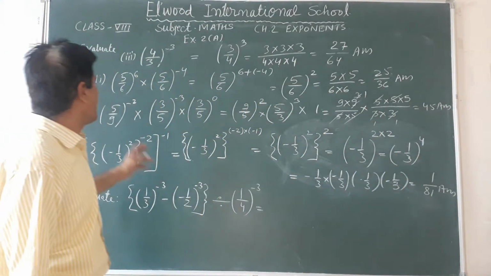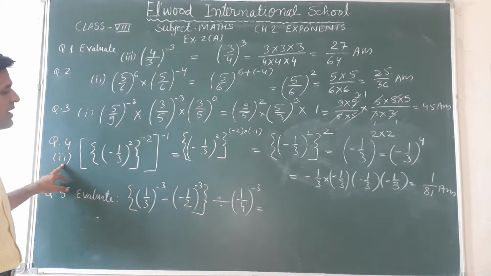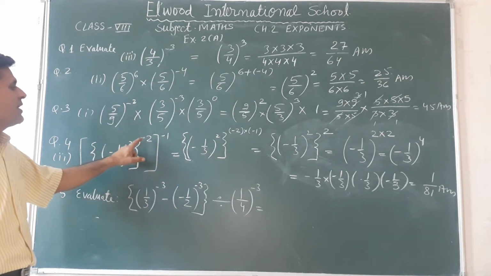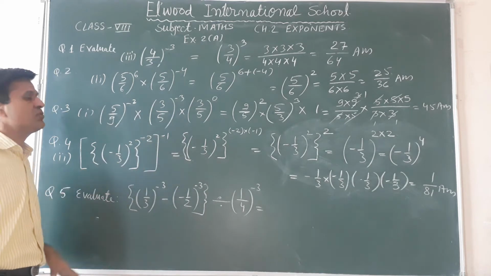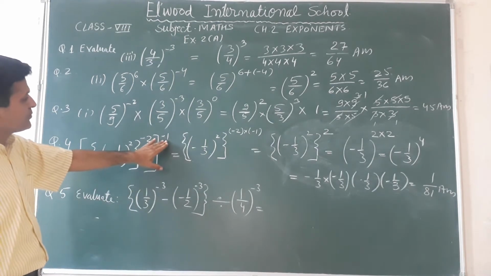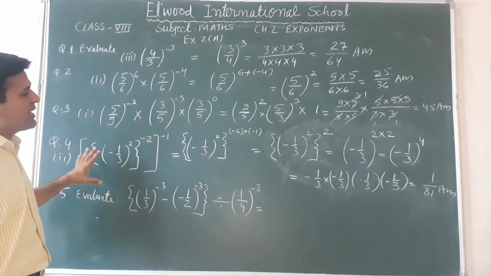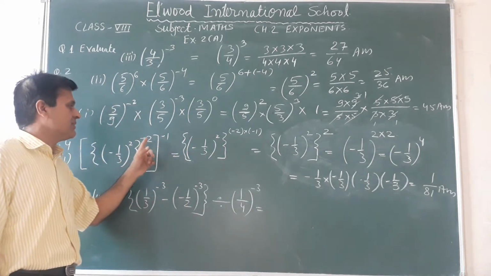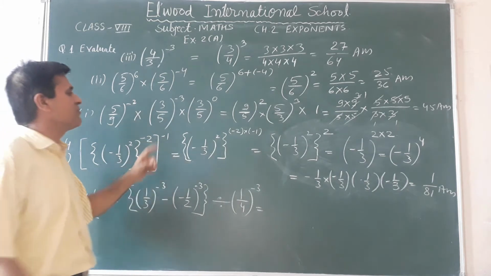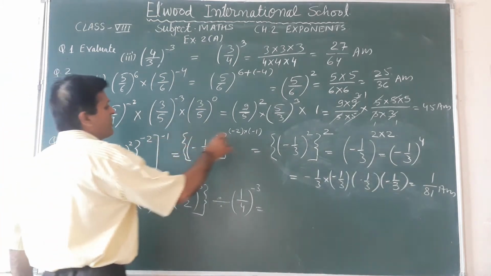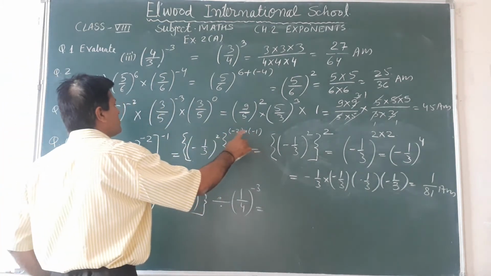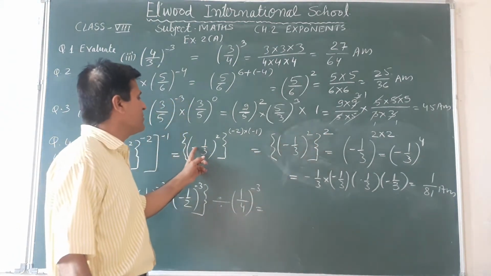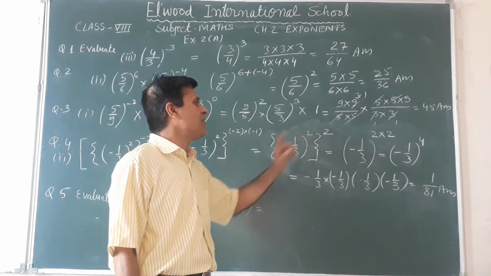Understand? Now question number 4, second part, in which (minus 1/3) raised to power 2, again raised to power minus 2, and again raised to power minus 1. So in this we will apply the third law. When powers are raised to powers, the powers will be multiplied, minus 2 multiplied by minus 1. So minus 2 and minus 1 will become plus 2 and this will be (minus 1/3) raised to power 2.